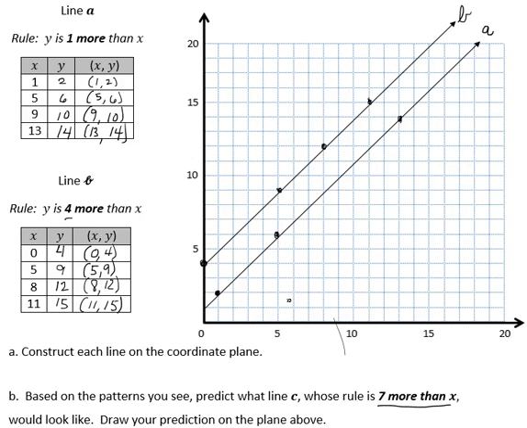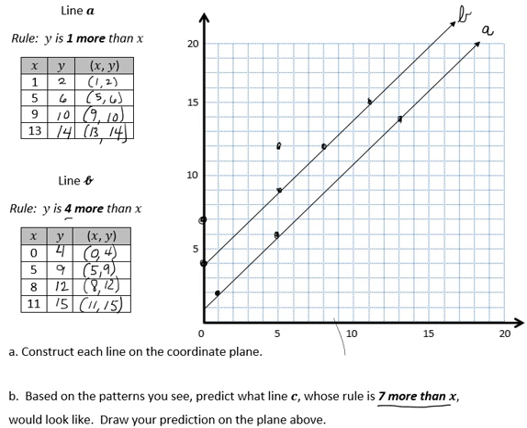So if I use that prediction and I think, okay, my y coordinate is going to be 7 more than my x coordinate. Well, what if my x coordinate was 0? That would mean the y coordinate would be 7. So to plot 0, 7, I would start at 0, move up 7, and make a point at that ordered pair. Let's say my x-coordinate was 5. If I added 7 to that, I would have 12. So I would go over 5, up 12, and I would plot that point.